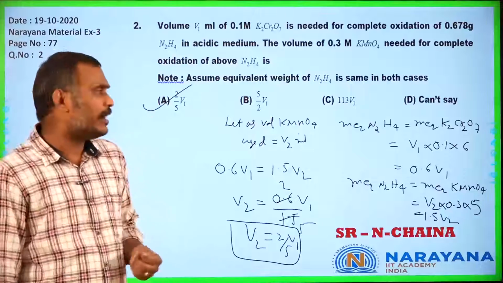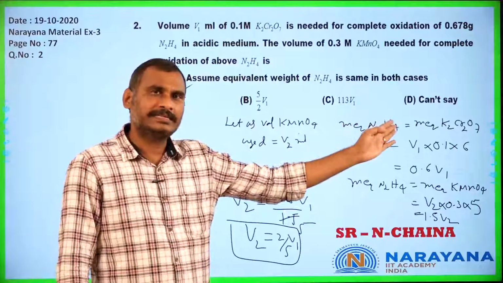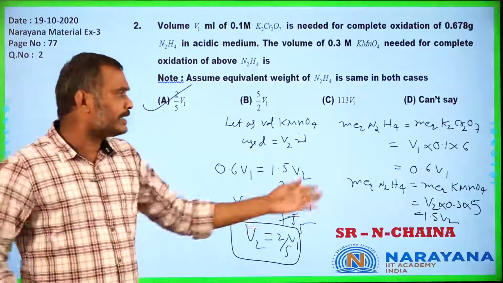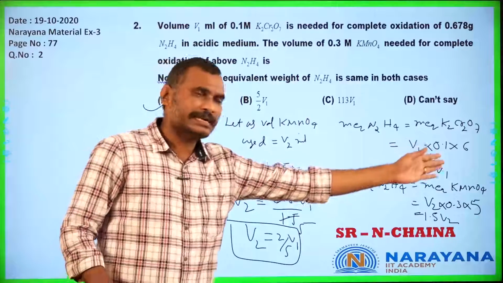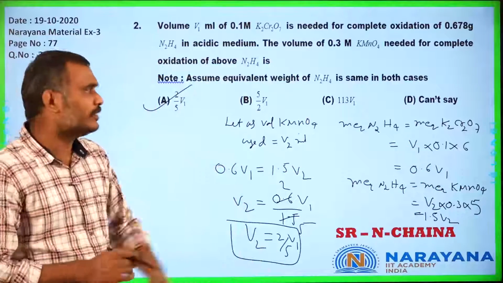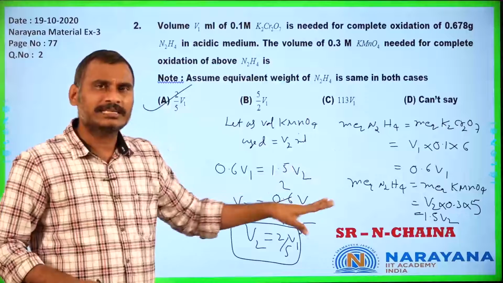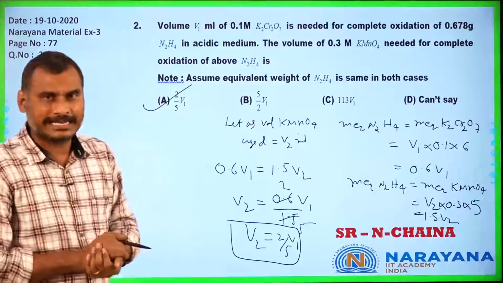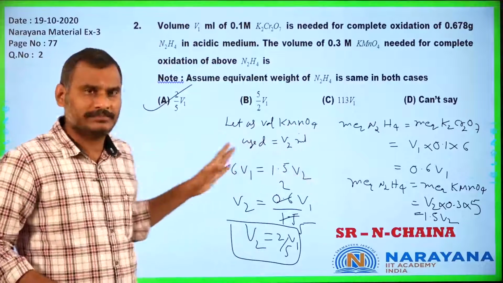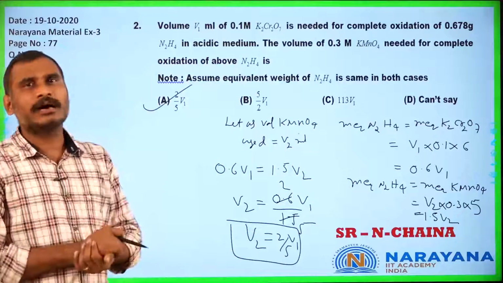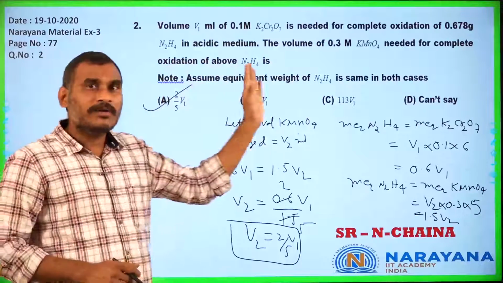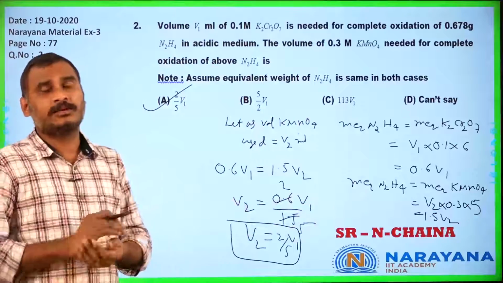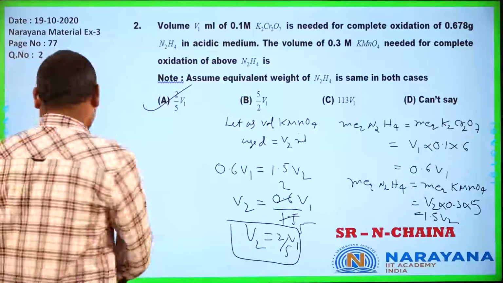The simple logic I have applied is that the milliequivalents of N2H4 oxidized by potassium dichromate I have equated, and likewise milliequivalents of N2H4 is equal to milliequivalents of KMnO4. From these two I got the milliequivalents of N2H4 for the potassium dichromate oxidation and the KMnO4 oxidation reactions. Since these two milliequivalents are the same, I equated them and got the volume of KMnO4 required for the oxidation of N2H4 as 2 by 5 V1. Okay, now go for the next question, students.